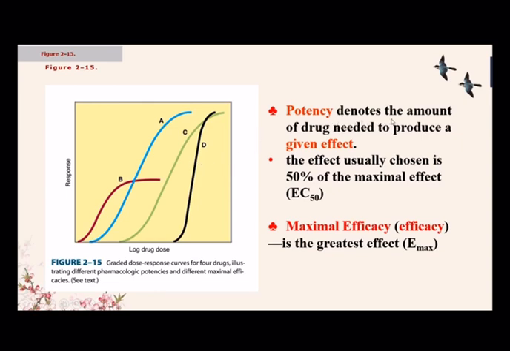Potency denotes the amount of drug needed to produce a given effect. For a given effect, different drugs need different doses. The effect usually chosen is 50% of maximum effect, EC50. Sometimes we choose a different percent. Maximum efficacy: efficacy is the greatest effect, Emax, here.